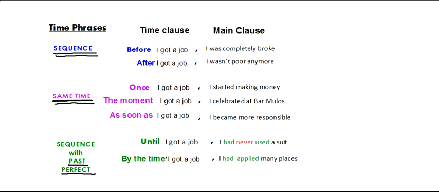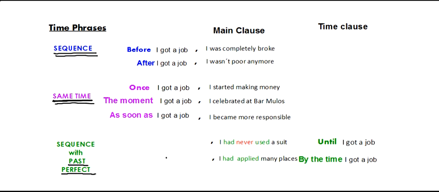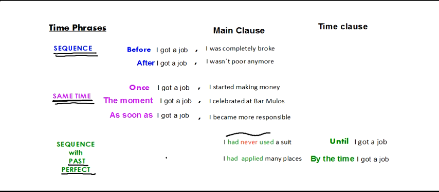Now remember, I can use my time clause second, and I can use my main clause first. So I'm going to move this over here. Okay? And when I do that, remember, I don't need the comma anymore, so I'm going to get rid of that. Now, my time clause is second, and I read it like this. I had never used a suit until I got a job, right? So it's like I had never used a suit, I'm not using a suit, until, boom, I got a job. And now I use a suit. Okay, so we use until often to show a change.